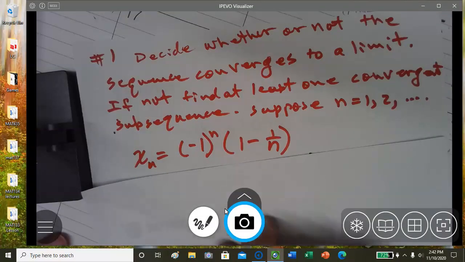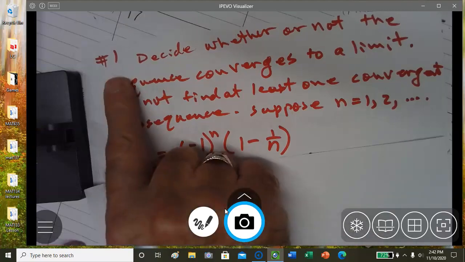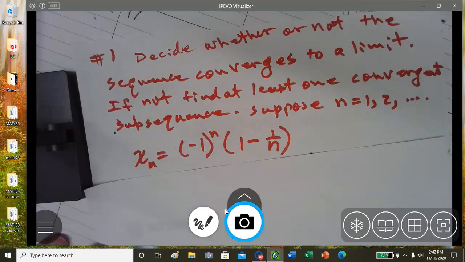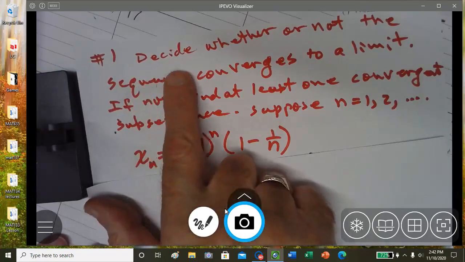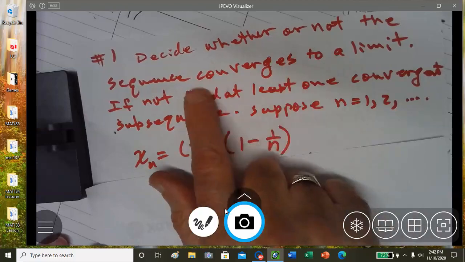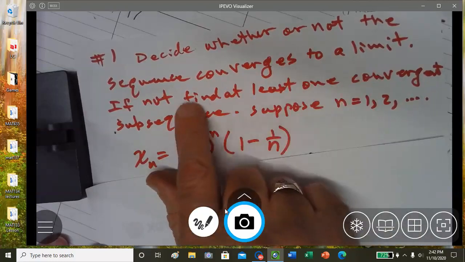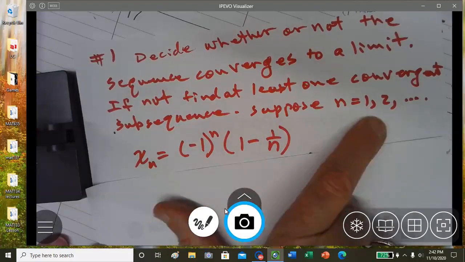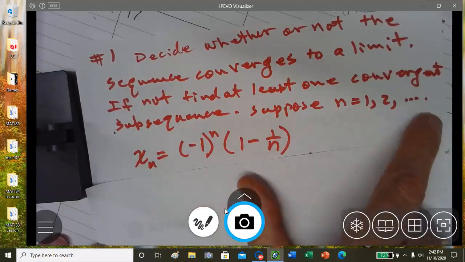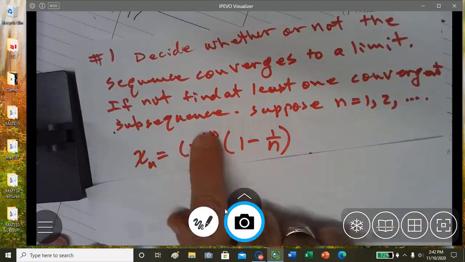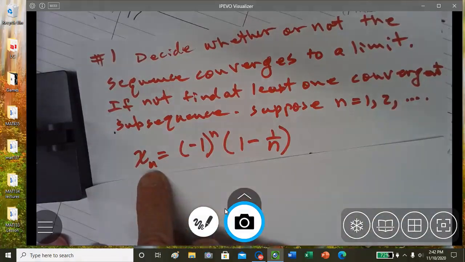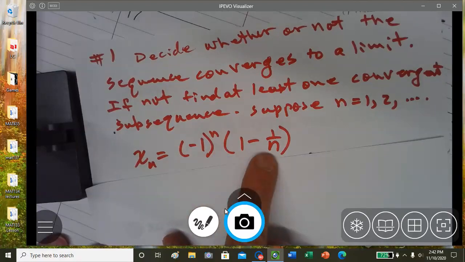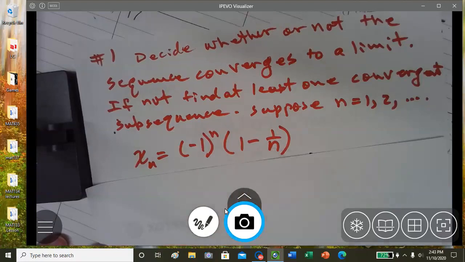Okay, this is a continuation of lesson 3.3. We're going to work on homework problem number 1, which is a good example to see how we should do the homework. Decide whether or not the sequence converges to a limit. If not, find at least one convergent subsequence. Suppose that n is 1, 2, and so on, natural numbers, and we have our sequence, x sub n is negative 1 to the n times 1 minus 1 over n.